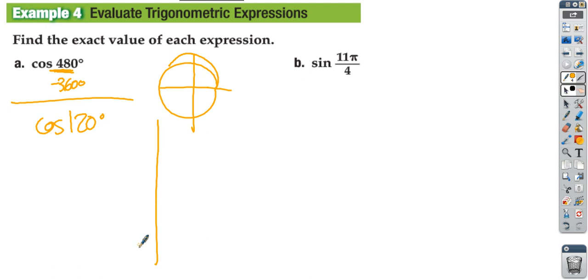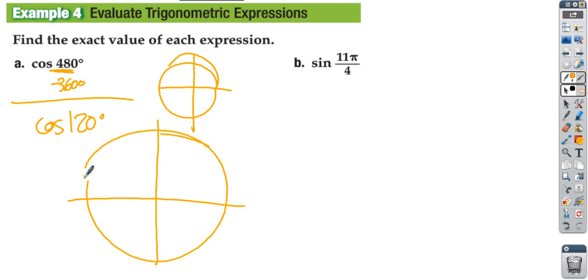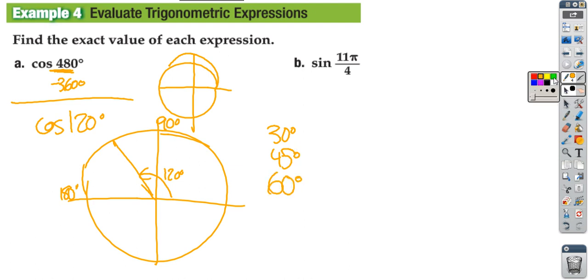So if we draw our unit circle, remember this is 90 right here and that's 180. So 120 would be roughly about right here. That's approximately 120. Now the problem is our three important angles that we know are 30, 45, and 60. We don't know 120 directly, but we can find it by noticing that from 120 down to 180, that's a 60-degree reference angle.